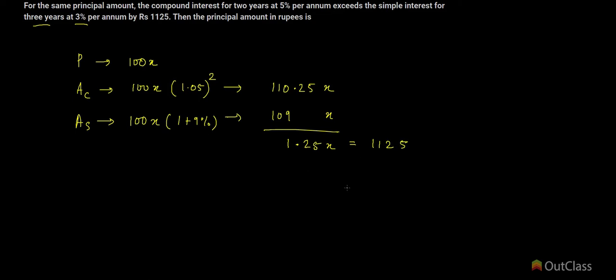125 into 9 is 1125, so 900. X is 900. That means your principal is 100 times 900. 90,000 is your final answer.